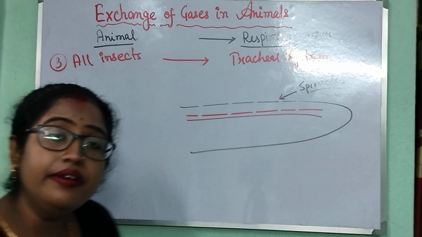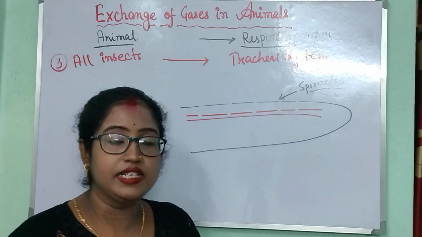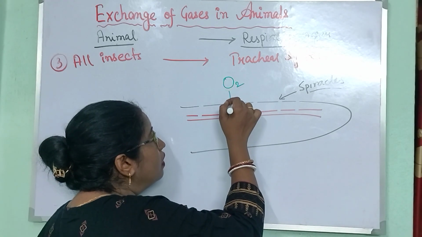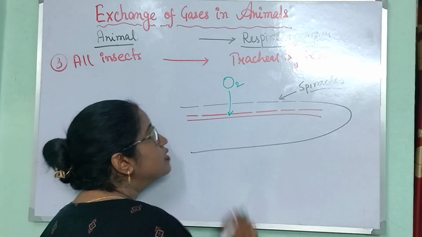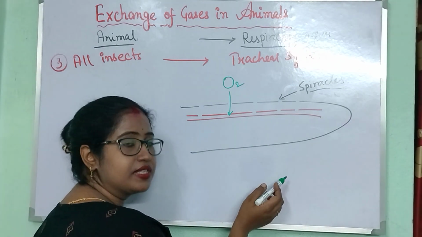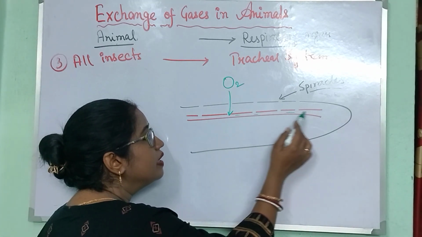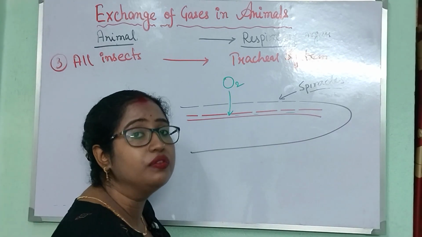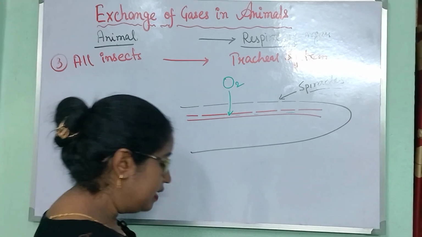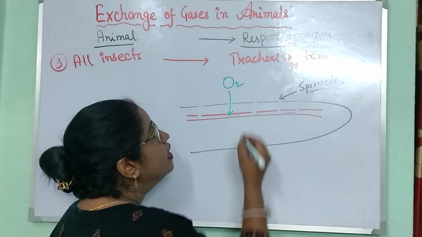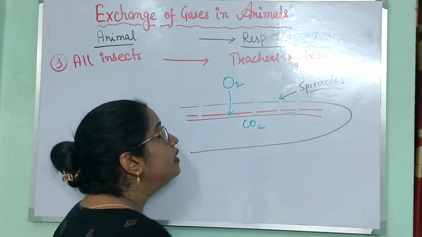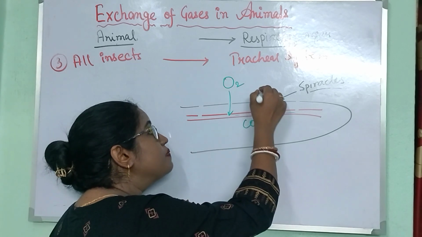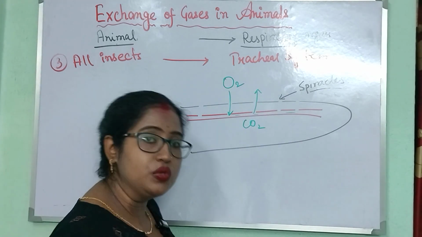So the air, or the oxygen present in the air, simply gets in via this spiracle into the tracheal system, and the oxygen then circulates throughout the body and reaches each and every part of the body cells. And similarly, the carbon dioxide that is produced in the body is eliminated via the spiracle into the outer atmosphere.